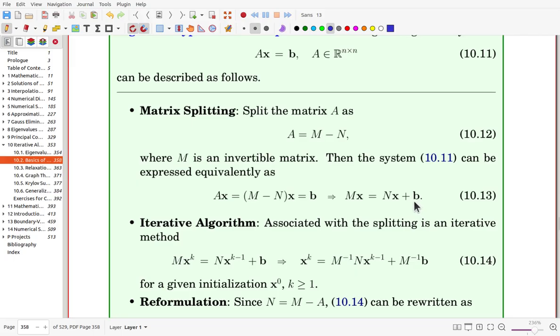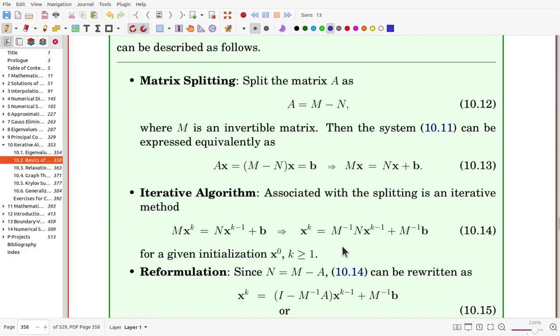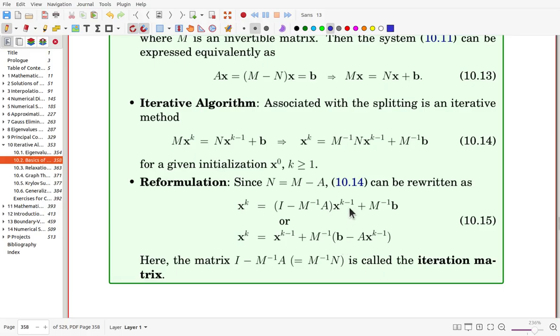In the second step, now we can introduce an associated iterative algorithm by taking the old iterate to the right side to get the new iterate in the left-hand side. Of course, the iteration should start with an initialization x0. Once M is invertible, then we can arrive at this algorithm. To deal with this algorithm more conveniently in analysis, we reformulate the equation into either this one or that one. It is simple algebra using the identity N equals M minus A. You can check it quite easily.